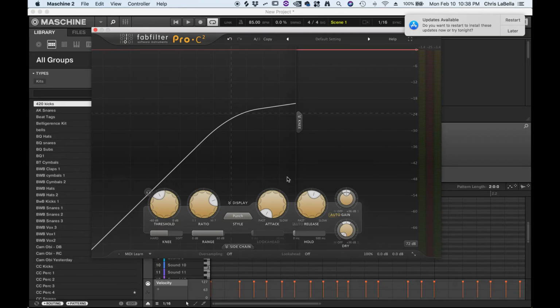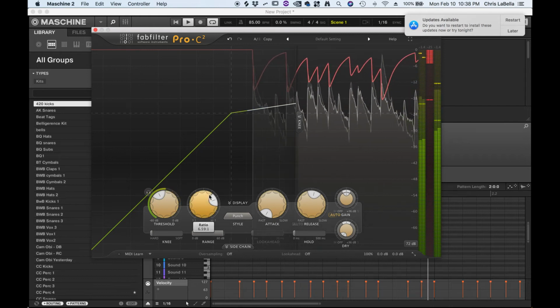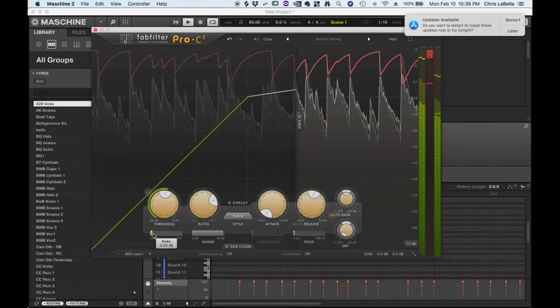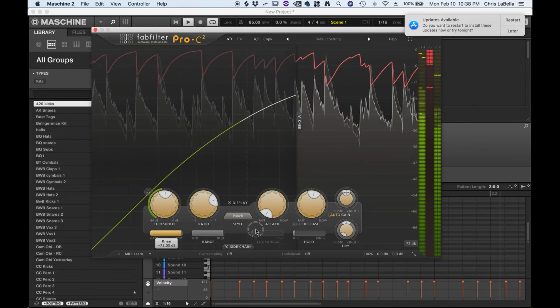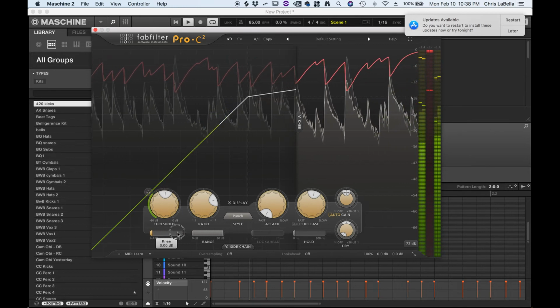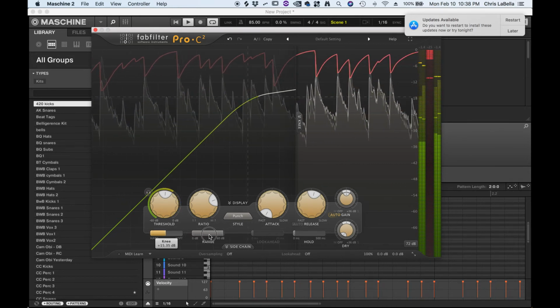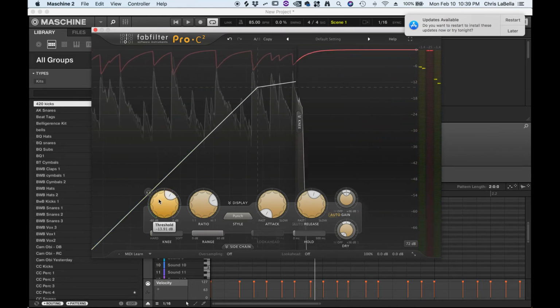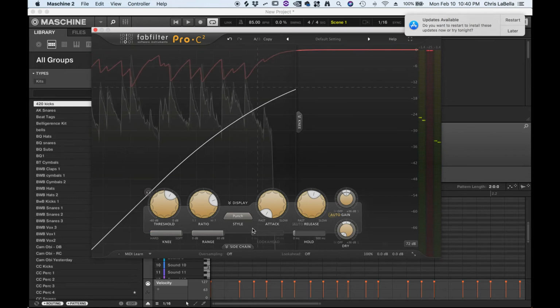So the knee affects how quickly the compression actually takes effect once it kicks in. A hard knee means that the compression will happen quickly once the threshold is crossed, and a soft knee means that it's going to happen a little bit more gradually. So let's take a look at the hard knee here. This is good for drums. And then soften it up here. A hard knee is good for stuff like drums, where there's a lot of quick, sharp transients, whereas a soft knee would be better for something like vocals or guitars.